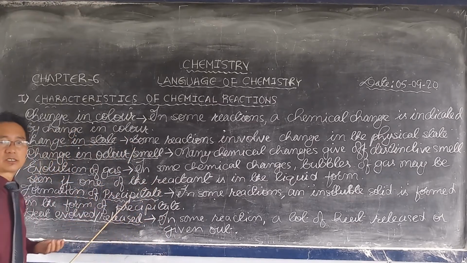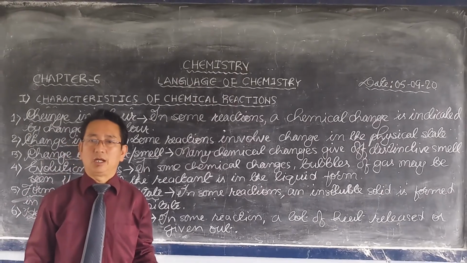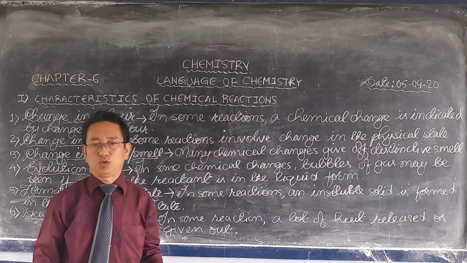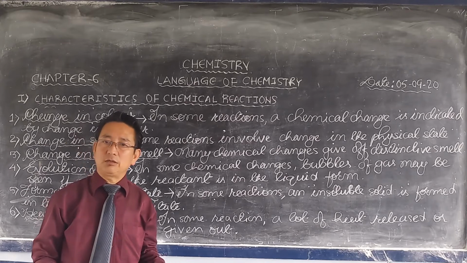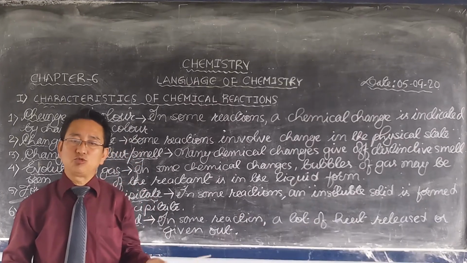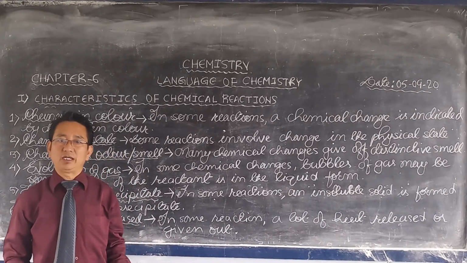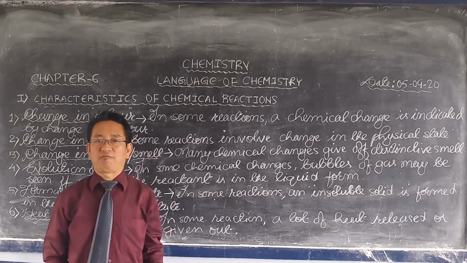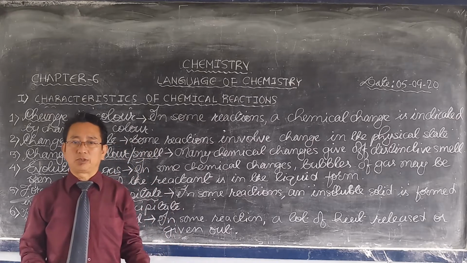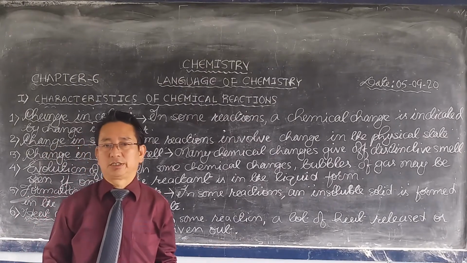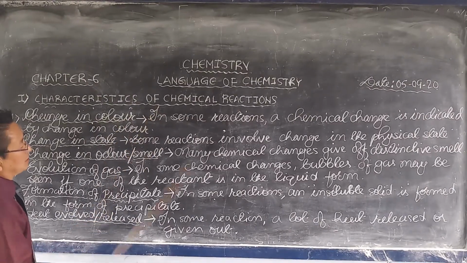Before I start this, I would like to recapitulate about physical and chemical changes that we have done in chapter 2. Now, what are physical and chemical changes? A physical change is a temporary change in which no new substances are formed, whereas a chemical change is a permanent change in which new substances are formed, and the properties of the new substances are entirely different from the properties of the original substance. Now let's move on to today's topic, characteristics of chemical reactions.